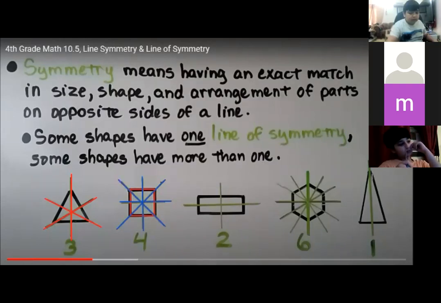Yes. So how many lines of symmetry? 4. Yeah, for the square we have 4 lines of symmetry. Thank you. Danny, what is the next figure?